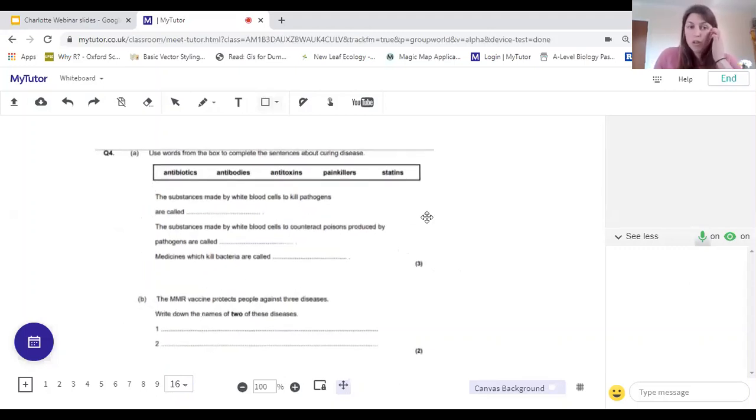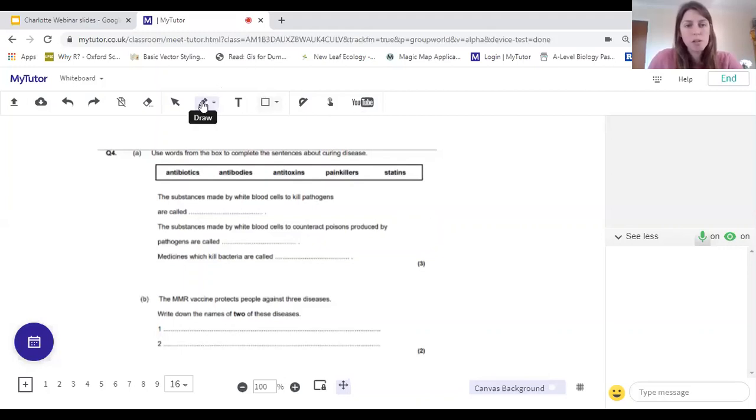Okay, so use the words from the box to complete the sentences about curing disease. So I'll show you the question now, and then I'm going to show you the worked answers on the next slide. So you don't need to worry about answering these unless you particularly want to. So when we're doing a past paper question, I always say underline the key words because it's really easy to misread them, particularly if you think they're going to be easy questions. So we've got 5 words.